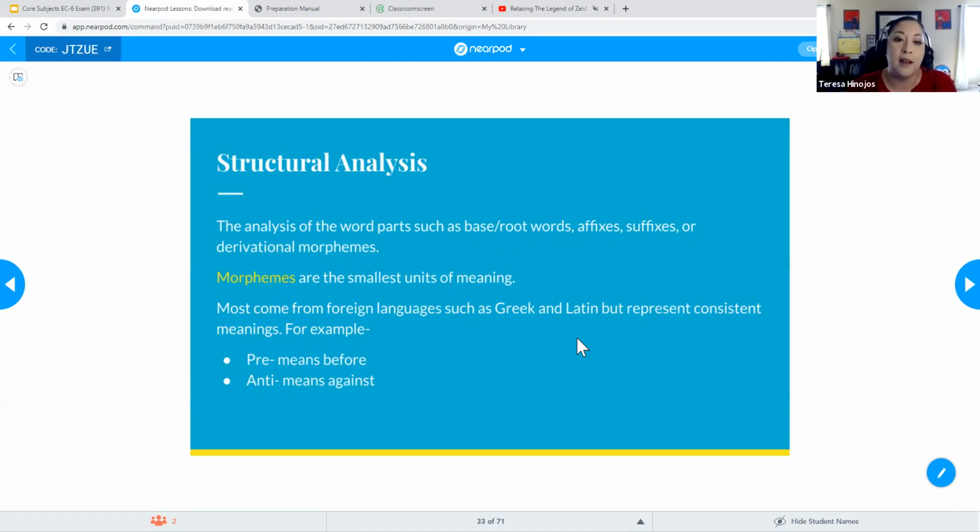And so a lot of these words from the English language come from different languages. And so when we come to these morphemes, they're coming from Greek and Latin a lot of the time. And so they're going to represent the same meanings, regardless of where it is used in the word. So for example, pre always means before, right? And anti always means against. So when I put these in front of words, I can understand what those bigger words mean. And so that's something that you teach students.